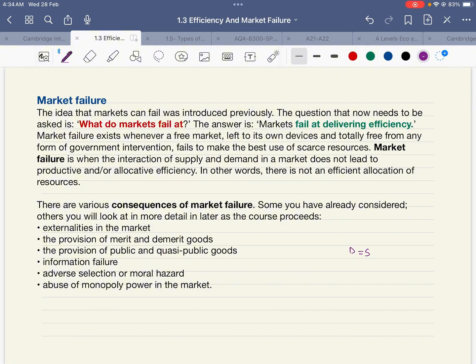There can be information failure. The consequences of market failure can be provision of merit and demerit goods. We are going to observe all of them one by one in later chapters.